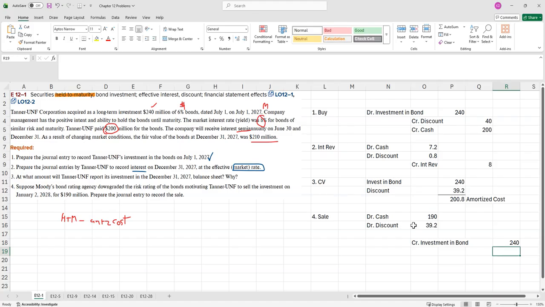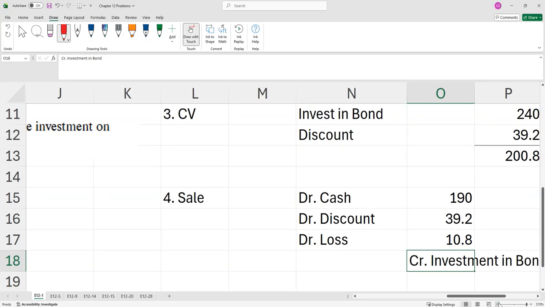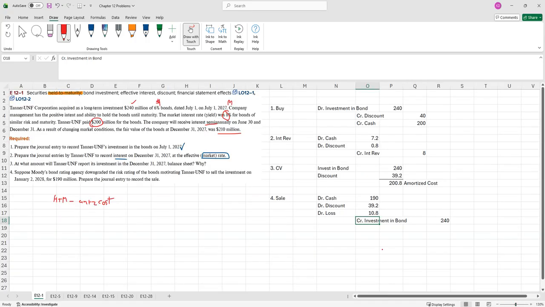If we have our total debits and our total credits, to make that balance, that's going to be a loss on the investments at 10.8. In other words, we sold it. Oh, sorry. Let me just back out. Here's the cash we got. We got to get the bond itself off, and the difference is going to be a loss. That goes to the income statement, okay?